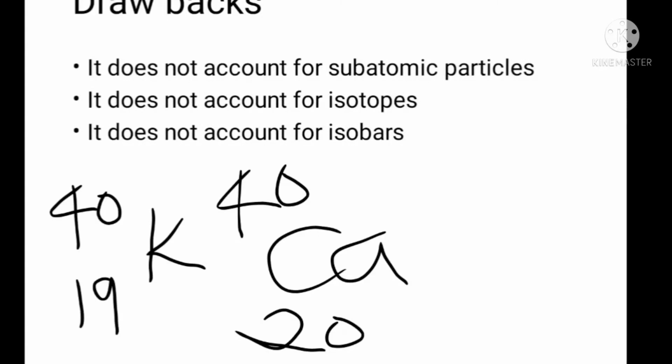Another drawback is it does not account for isobars. According to Dalton's atomic theory, atoms of different elements have different mass. What are isobars? Isobars are atoms of different elements that have the same mass number. Examples of isobars are potassium and calcium. Both are different elements but have the same mass, that is 40. Therefore, we can say that it does not account for isobars.